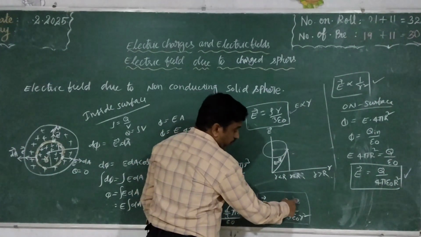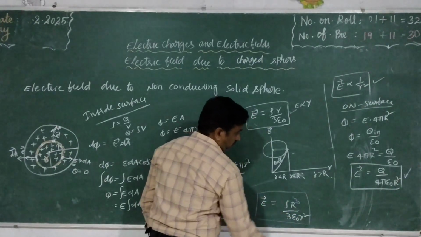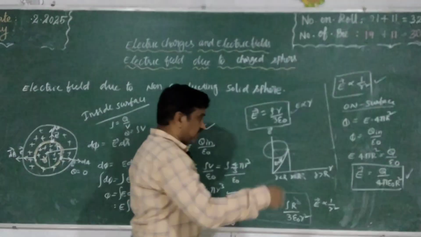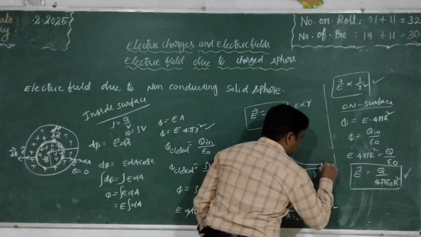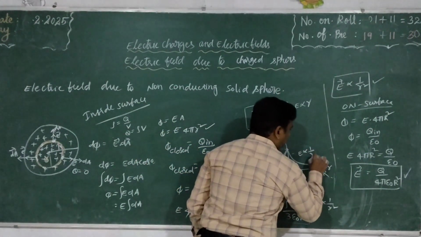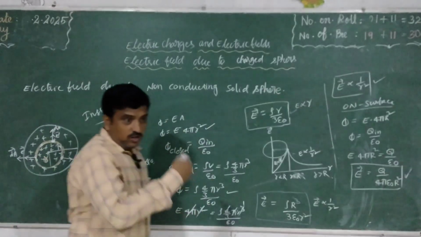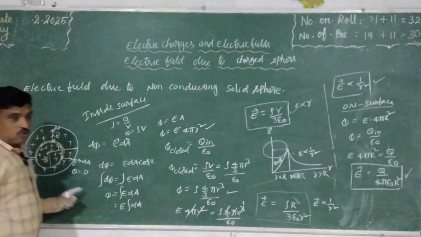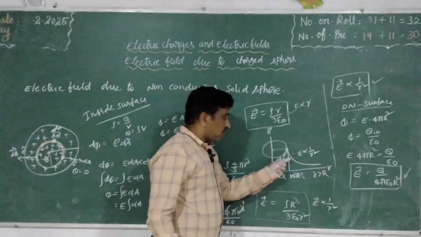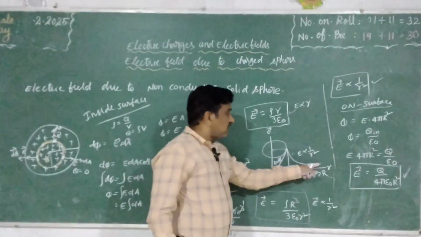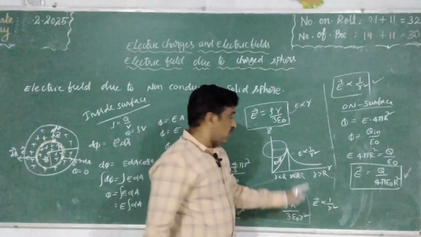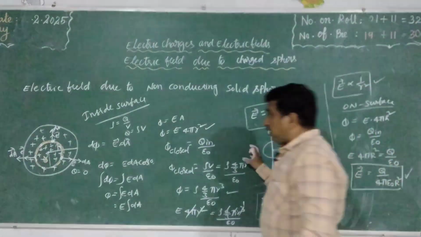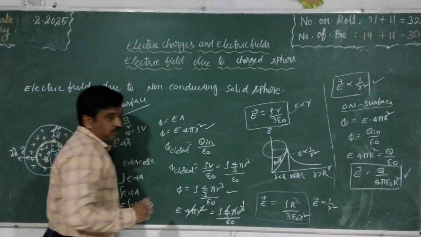Next, what is the electric field outside the sphere? It is rho r cubed by 3 epsilon naught r square, so E is proportional to 1 by r square, which means the electric field decreases. This is the electric field outside the non-conducting solid sphere. Inside, E is proportional to r; on the surface it is maximum; outside, E is proportional to 1 by r square. This is the graph for a solid non-conducting sphere.